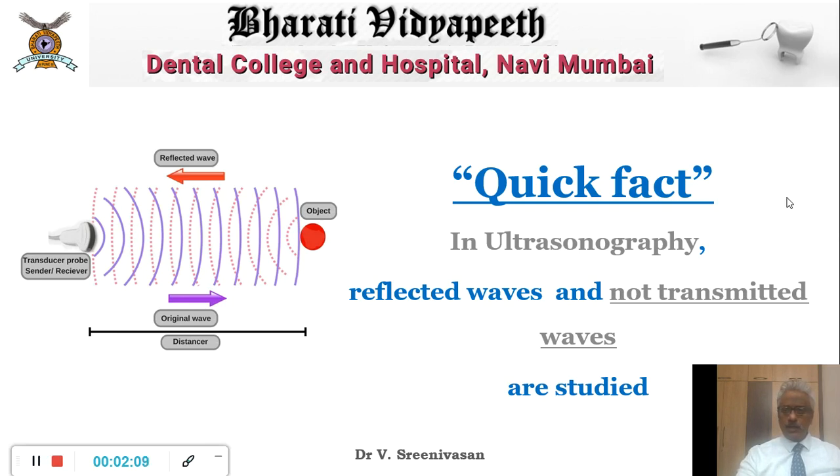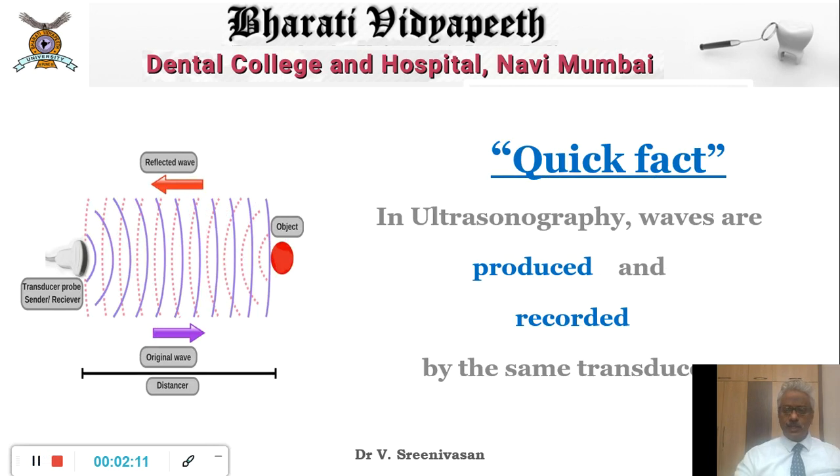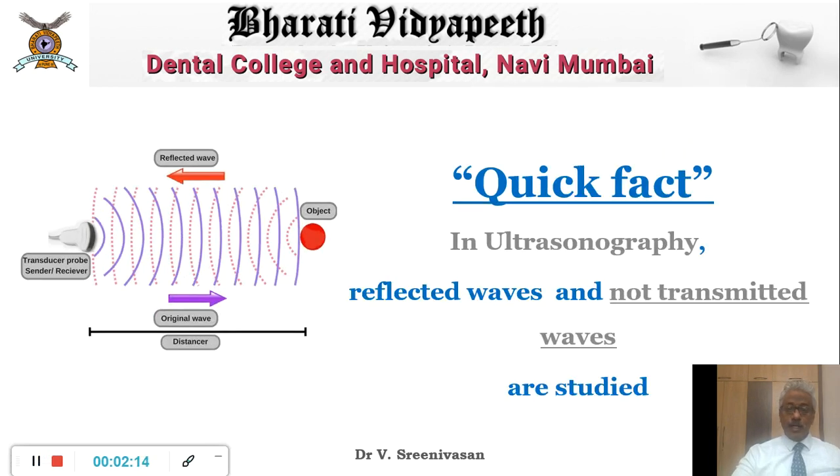The next quick fact that we would like to tell you is that ultrasonographic waves are studying reflected waves, not transmitted waves. So typically in a radiograph or in a CT scan or in a tomogram, you have X-rays which pass through and through, and whatever X-rays manage to reach the film, they produce certain dark areas and the other areas are white and so on. Here, whatever is reflected is what is recorded. So these are two unique features about ultrasonography, which completely turns on its head the way we understand radiology so far.